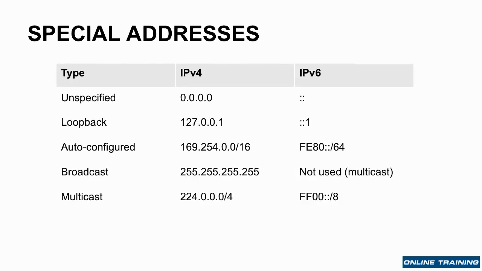There are special addresses. Just like with IPv4, there are these IPv6 equivalents: the unspecified, loopback, and if it's auto-configured. There is no broadcast in IPv6, we use multicast. And then multicast is something FF00. So those same types of special address.